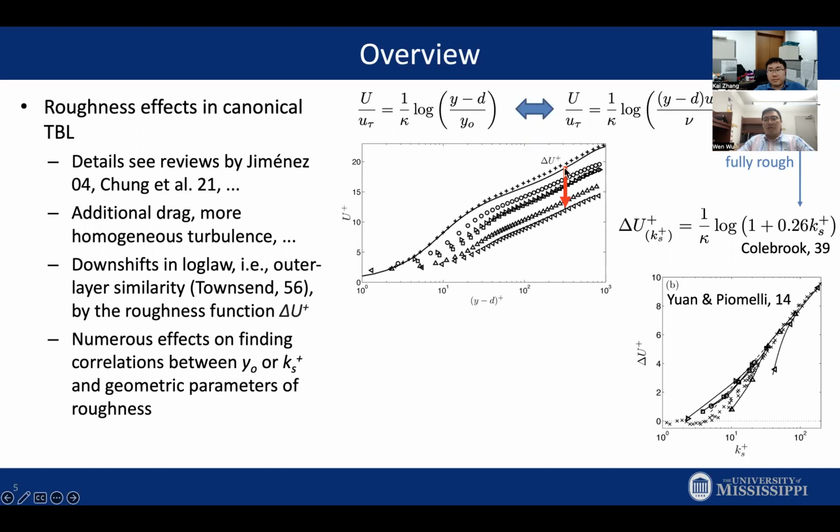And this downshift in the log law can be derived as a function of the roughness height based on some fantastic correlations that people have used and verified. So basically, the job is just to find, okay, what are the D, Y0 or KS for each rough wall? Can we identify them for different types of roughness based on their geometric parameters? There are numerous studies on this, fantastic work. And if you're interested, please refer to those two reviews.